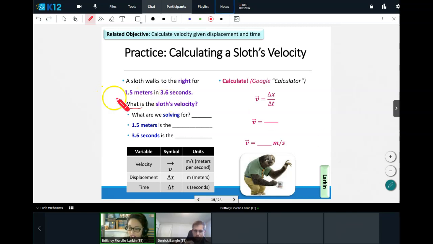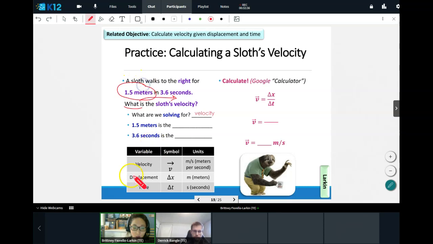Excellent, I see Cody in the chat. Get some more answers. What are we solving for? Yeah, exactly, Kamal. We are solving for velocity. So that means that we're going to use an equation for velocity, which makes sense because this is the velocity lesson. Now, taking a look here, 1.5 meters right here.